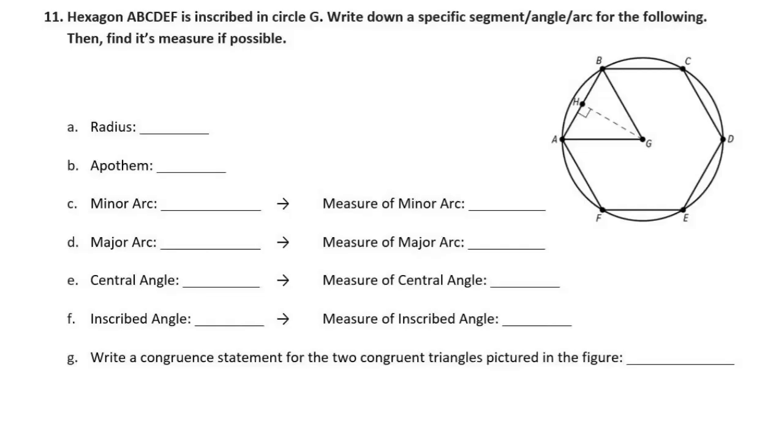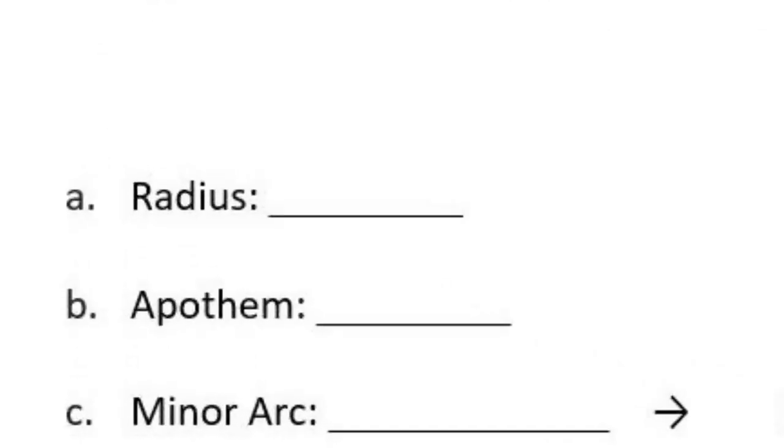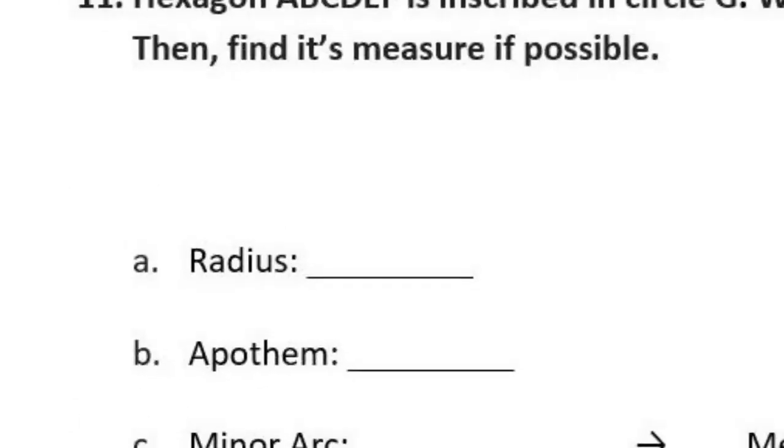11. It says hexagon ABCDEF is inscribed in circle G. Write down a specific segment, angle, arc for the following. Then find its measure if possible. A radius goes from where to where in a polygon? From the vertex to the center, yes. We go from the vertex to the center. Do you guys see any segments that go from the vertex to the center on this hexagon?